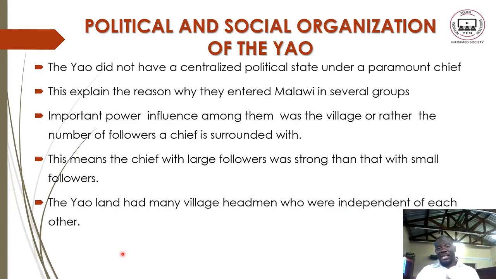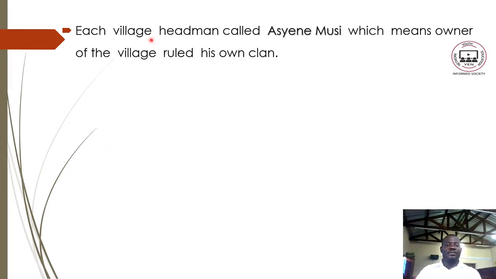So the Yao land had many village headmen who were independent of each other. In that Yao land, there were so many village headmen who were independent of the other. They were all Yaos, but each village headman was independent of the other. Each village headman was called Asienemusi, which means owner of the village, and he ruled his own clan. He was just ruling his own clan, and he was independent of any other outside influence.